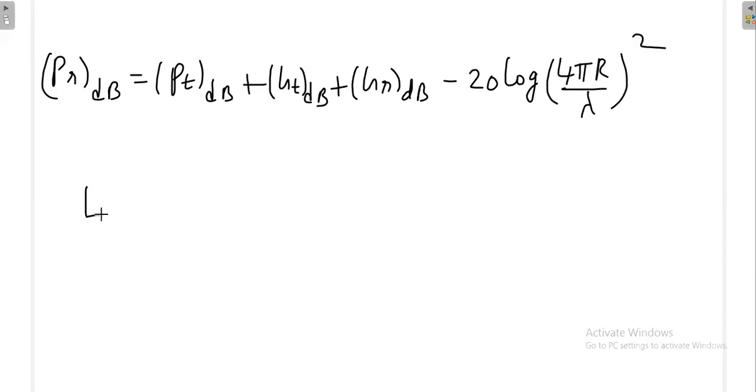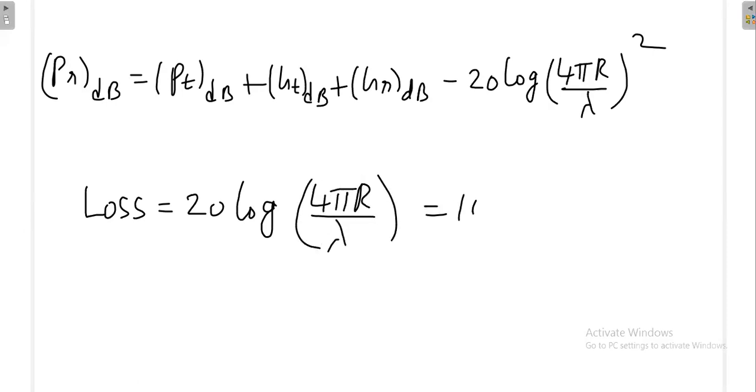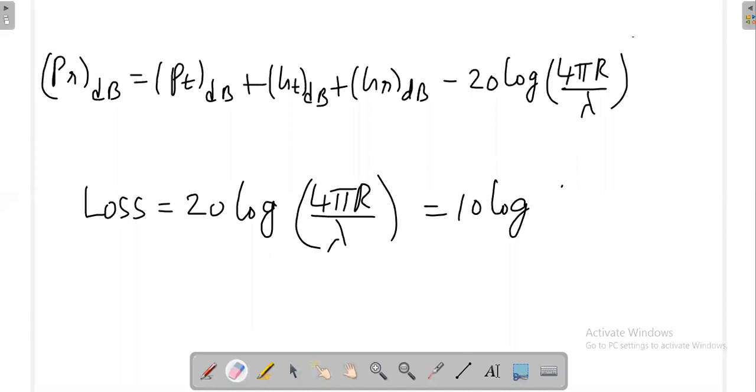Then simply, what is the loss? Already I have mentioned it as a loss, so I should not put a minus here. The loss is 20 log 4 pi r by lambda, or you can also use 10 log. If it is 20 log, there is no square. If it is 10 log, I can use the square, 4 pi r by lambda whole square. Both are okay. So this is the relation between the transmitted power, received power, distance between the antennas, and the frequency of operation.